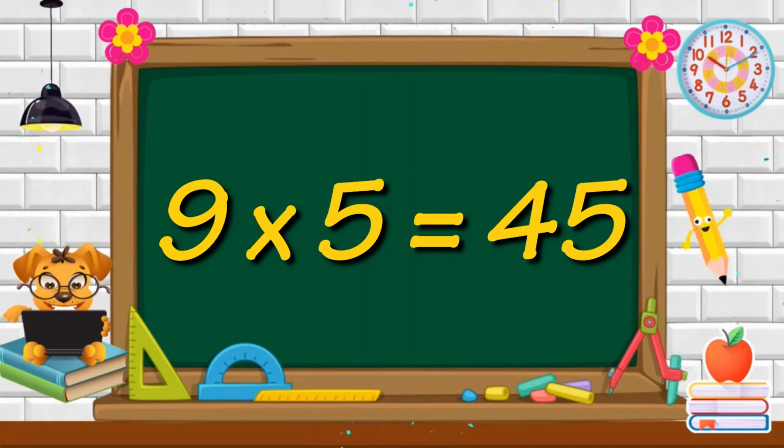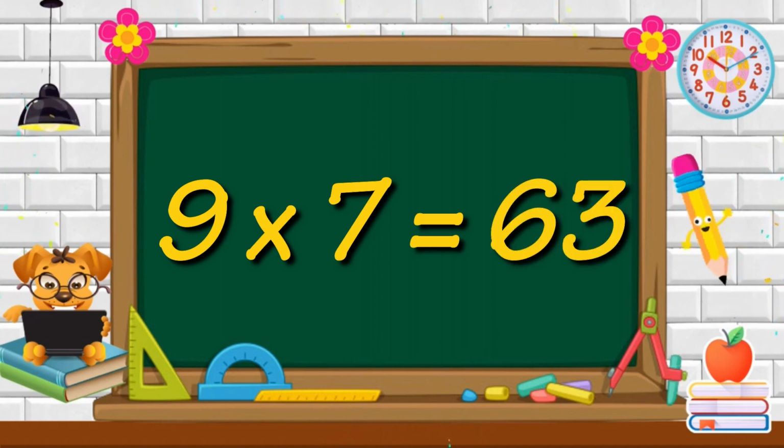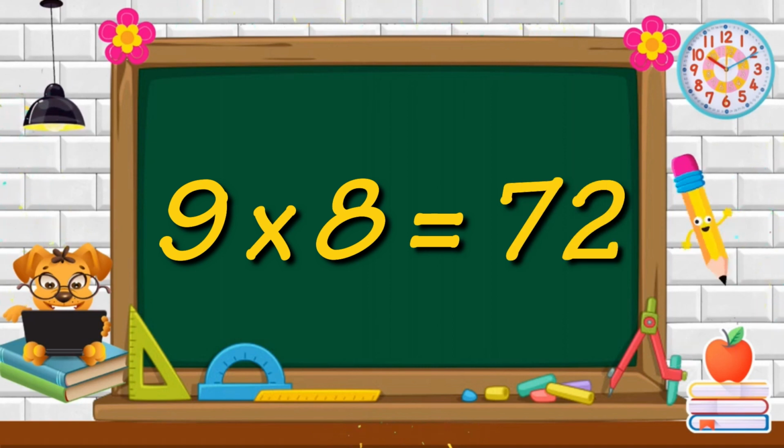9 fives are 45. 9 sixes are 54. 9 sevens are 63. 9 eights are 72.